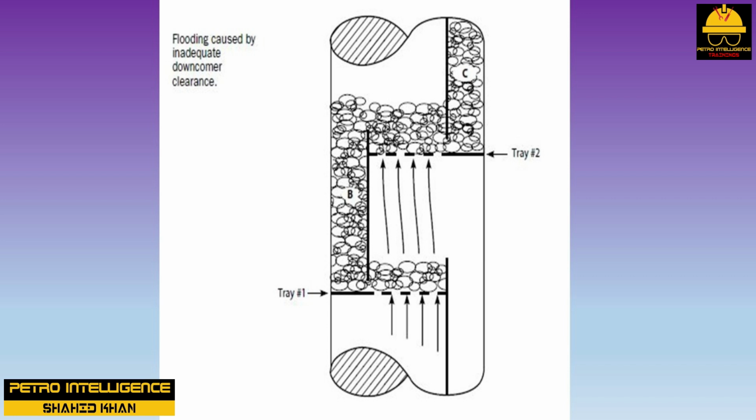If the downcomer clearance, which means the distance between the bottom edge of the downcomer and the tray below, is too great, the downcomer becomes unsealed. Vapor flows up the downcomer, and the trays above flood. If the downcomer clearance is too small, then liquid backs up in the downcomer, and the trays above flood.